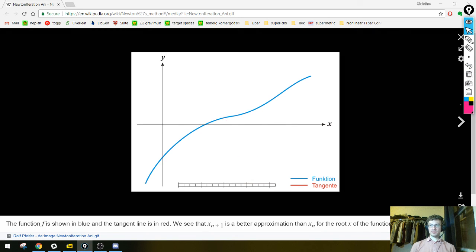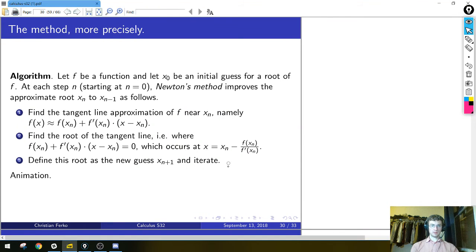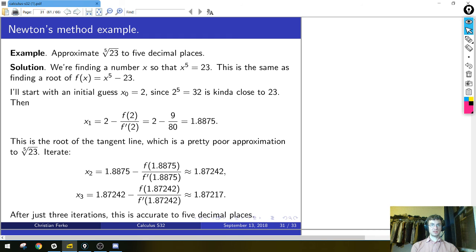Okay, questions on the method? I have no questions. Good, let's see an example.